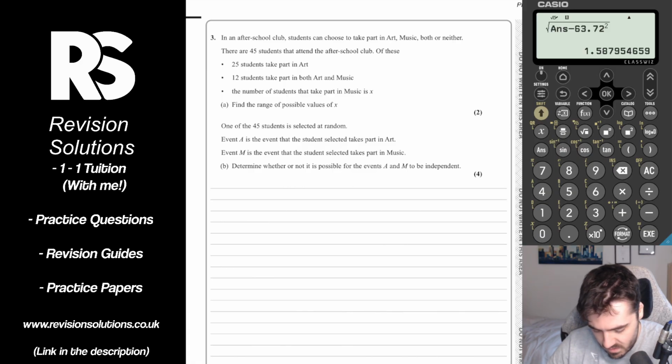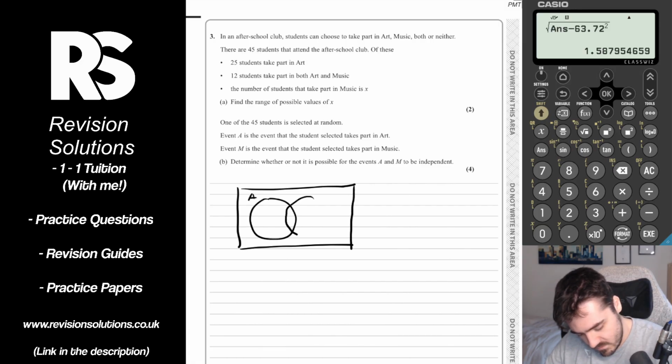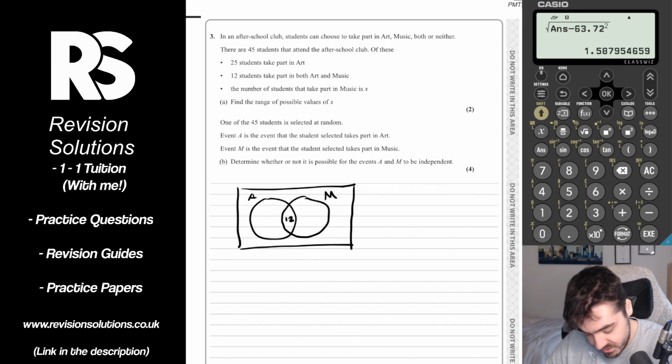Okay, so I think this would be best visualized with a Venn diagram, right? We can see what we actually know. So let's say this is art. Make that a bit bigger on the intersection so I can write on it. So there's music. And we know 12 students take part in both. So 12 go in here. 25 do art as a total, and 12 do both. That means 13 must just do art.